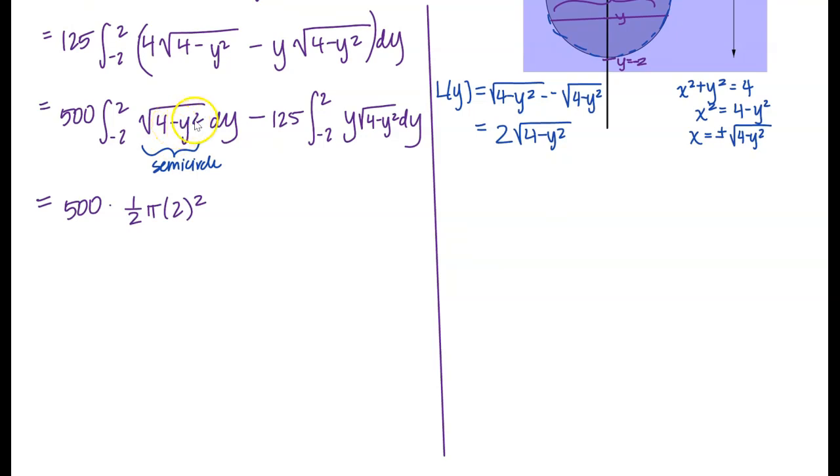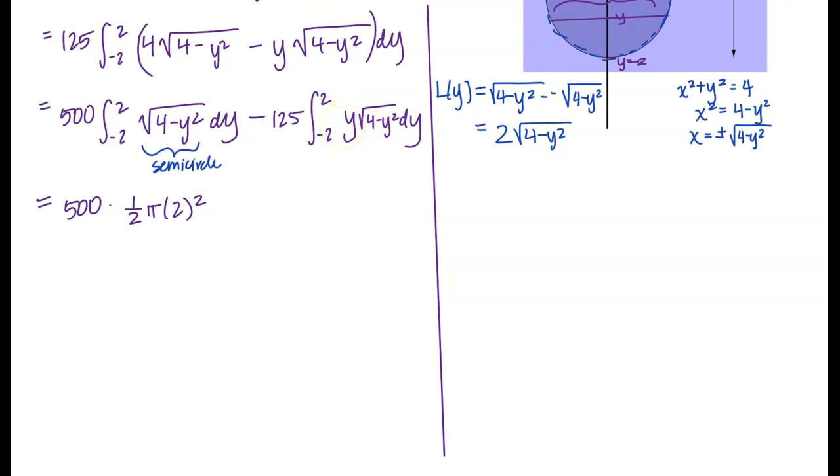And what technique would we have to apply, by the way, if we didn't recognize this was a semicircle? A trigonometric substitution. So we really want to recognize that we are just integrating the right side of a circle, and that's half of a circle, and the area of half a circle is 1/2 pi r squared. Now this second integral is a u substitution. Because we have this extra y in the front, letting u be 4 minus y squared will work out nicely.